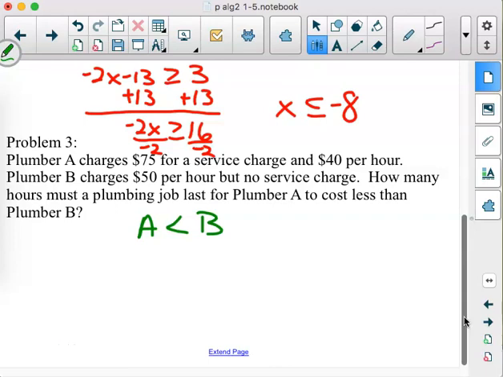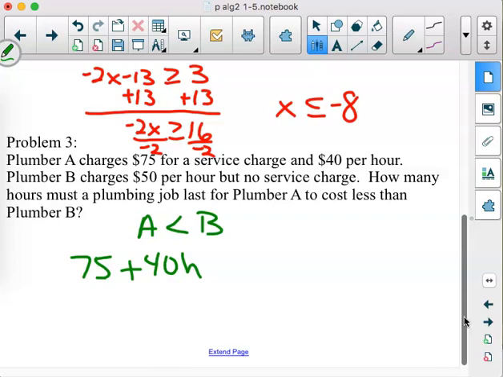Go back and read through it. What do we absolutely have to pay plumber A to get him to the doorstep? Gotta pay the $75. Is that all? No. What else does plumber A get? $40 per hour. 40 for each hour.